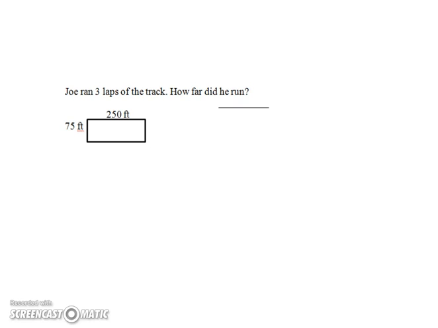Joe ran 3 laps of the track. How far did he run? Again, it's a perimeter problem because it's an entire track. So we've got to add the other sides on there. 250 and 250 is 500. 75 and 75 is 150. Add them together and I'm at 650.